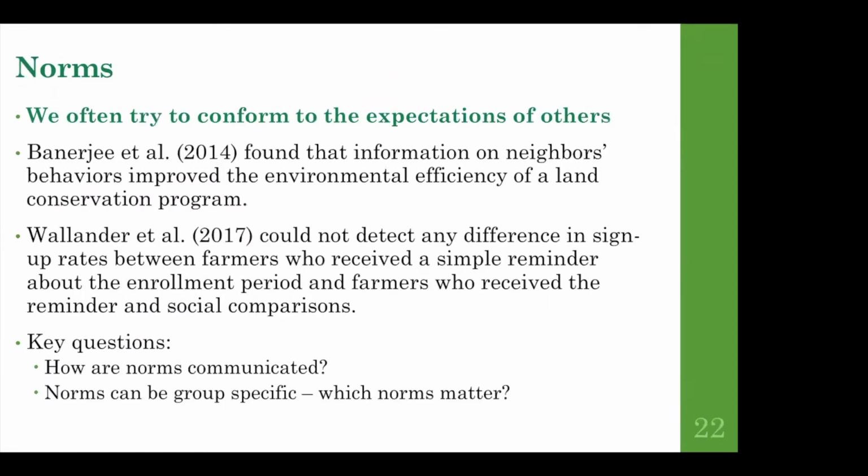Okay. So the next is norms. So we've seen a lot of evidence that norms can impact behavior, and a lot of this work has been done in the kind of energy conservation literature and water conservation literature. Paul's done a lot of the work on the energy conservation side of things. So we don't see as many controlled studies thinking about this in the agri-environmental domain. We do have a nice one. This is a lab experiment by Banerjee and co-authors, in which they show that getting information about neighbors can improve the environmental efficiency of a land conservation program in a lab setting.